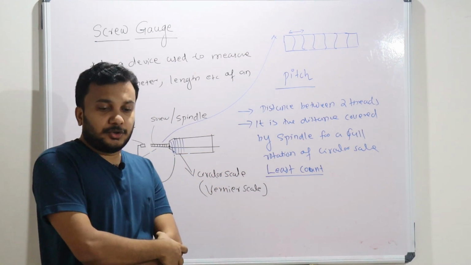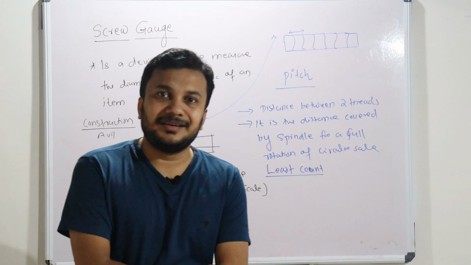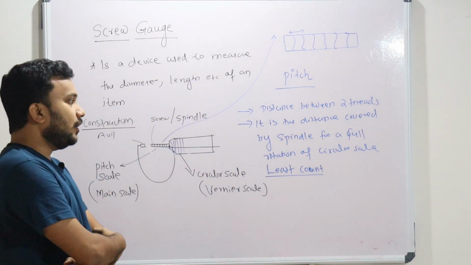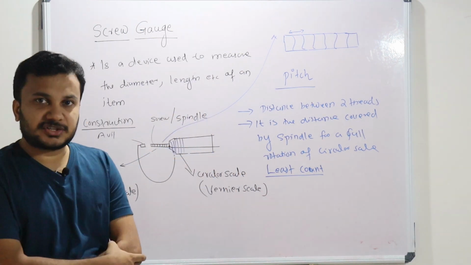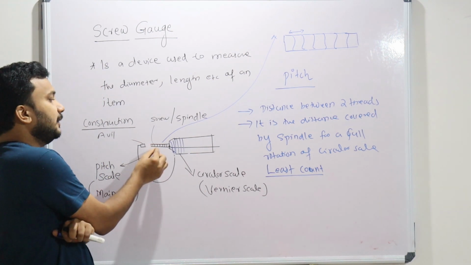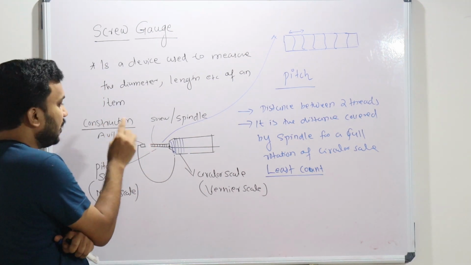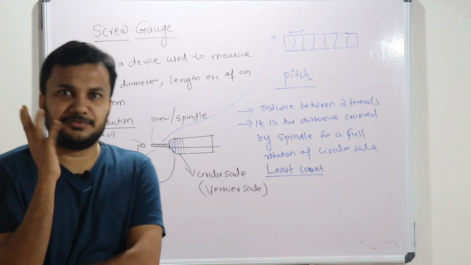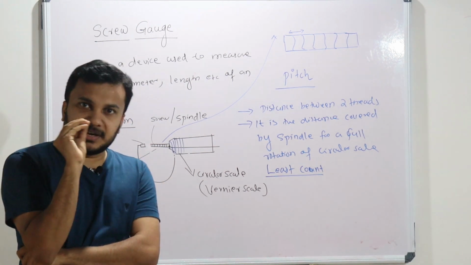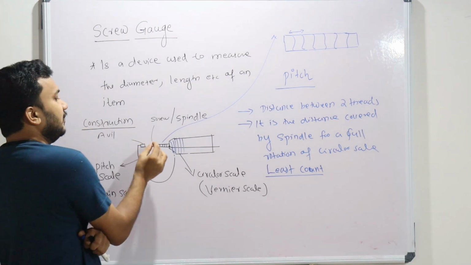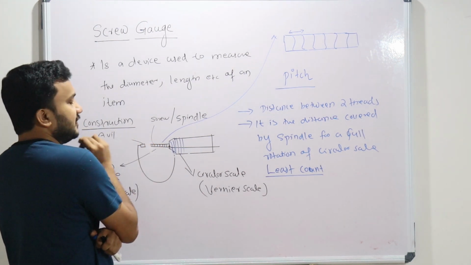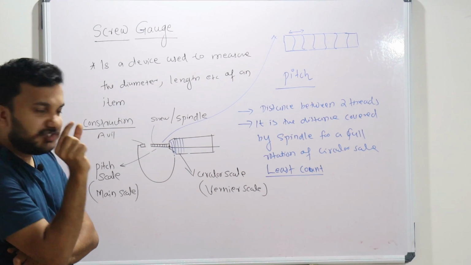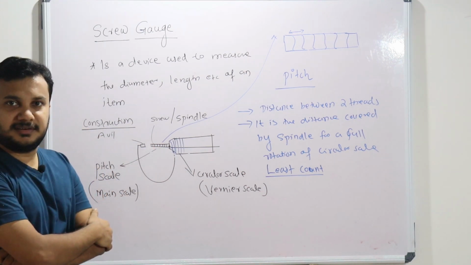So to measure this, we need to know the least count. How do we measure the least count? Least count means here one division. Here one division is normally 1 millimeter in a screw gauge. Normally different screw gauges are available, but in an ideal normal one, this distance, which is called the pitch, is 1 millimeter.